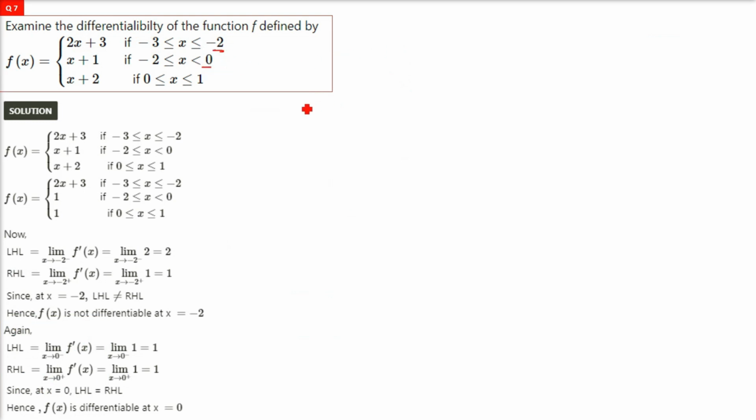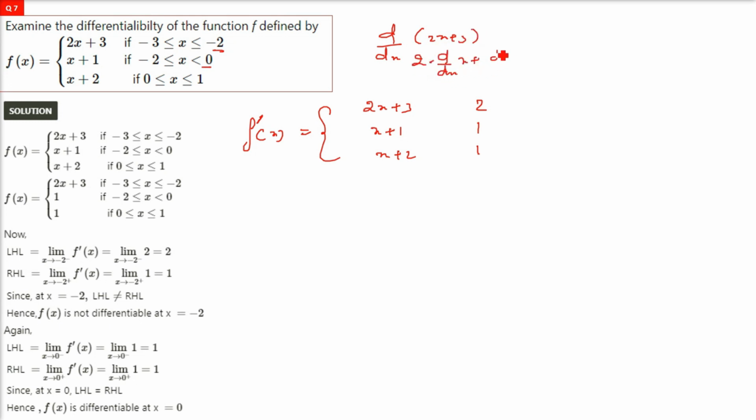So we have to check at minus 2 and 0. So f(x) is already there with us. What is this f(x)? f(x) is 2x plus 3, x plus 1 and x plus 2. Now f dash x, I'm going to find out in the same way. The differentiation of 2x plus 3 is 2, x plus 1 is 1, x plus 2 is 1. That is d by dx I am finding out. For example, for 2x plus 3: 2 d by dx of x plus d by dx of 3. You know d by dx of 3 is 0, d by dx of x is 1, so 2 will come. Similarly, 1 and 1 for the other two branches.